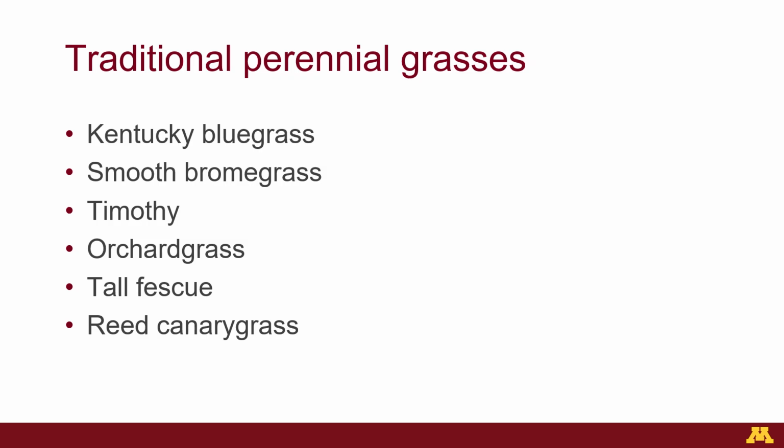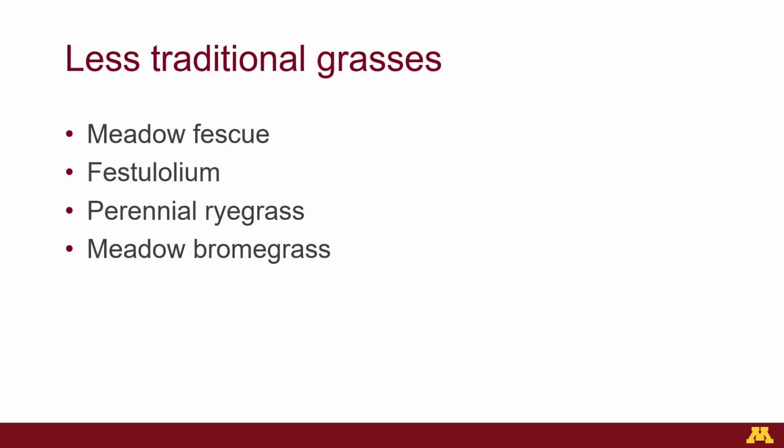A list of commonly used perennials includes Kentucky bluegrass, smooth brome grass, timothy, orchard grass, tall fescue, and reed canary grass. The importance of each perennial grass varies with environment and region. There are also relatively newer grasses that are being used by producers. The less traditional grasses include meadow fescue, festuloleum, perennial ryegrass, and meadow bromograss. They may be less adapted to diverse environments than the previously listed grasses, but they may have unique traits of value to producers.